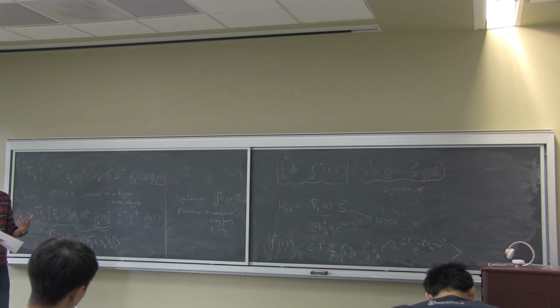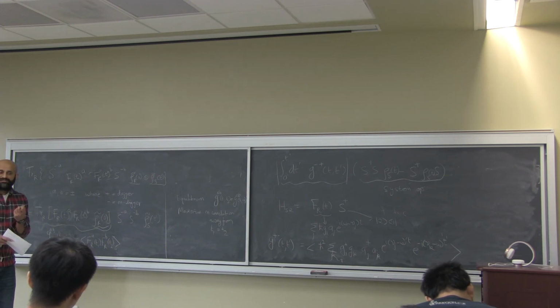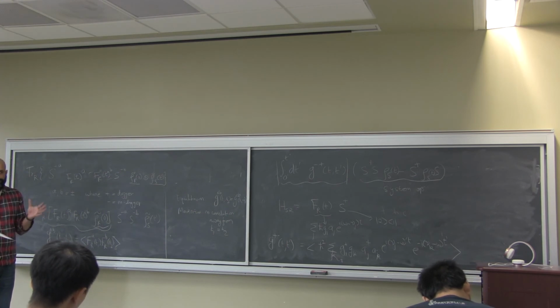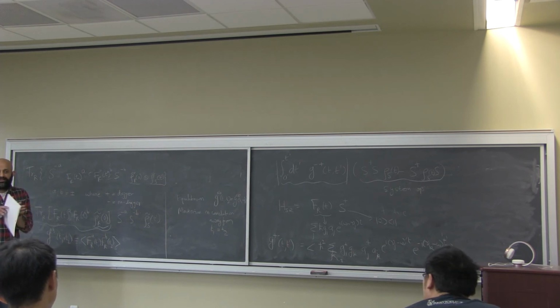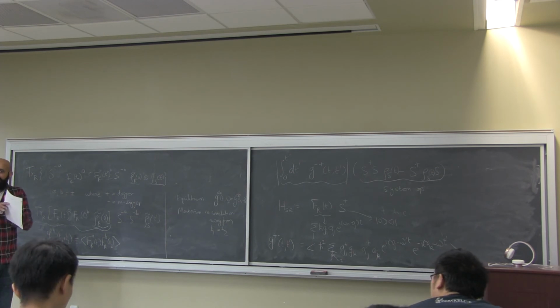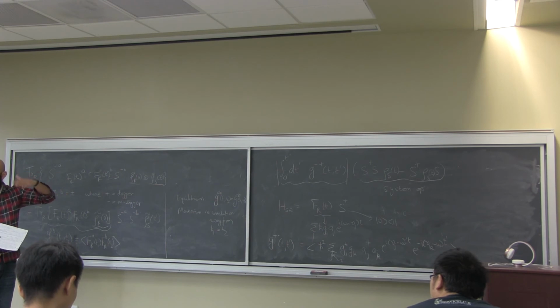For example, if you have a squeezed reservoir, when you squeeze a reservoir, you make the system more subject to decay along one direction than the other. Because when you squeeze, the fluctuations in the reservoir in one direction are much smaller than the fluctuations in the other direction. Remember from the squeezing discussion that we did earlier.